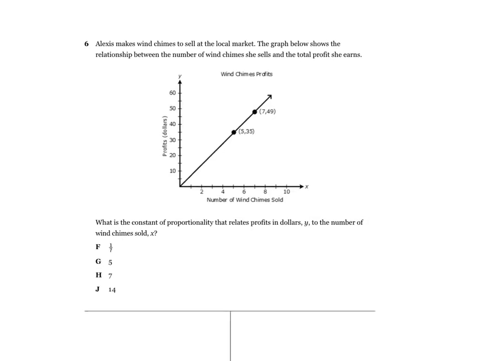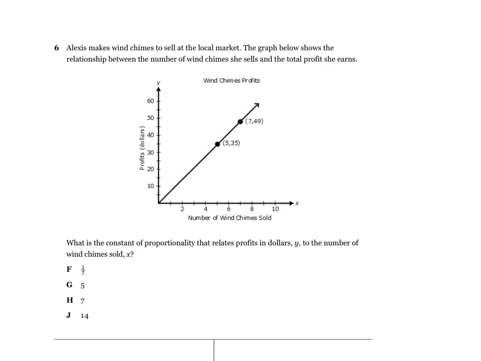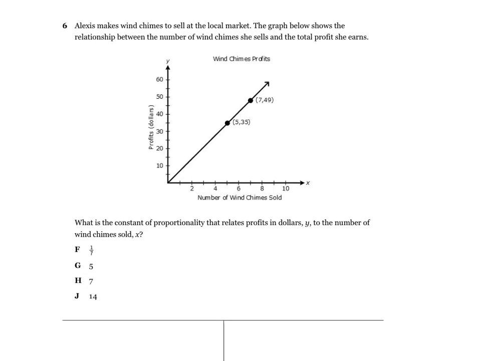Number 6. Okay, Alexis makes wind chimes to sell at a local market. The graph below shows. Okay, this one was a little bit more difficult. I agree with you. But it gives you 2 points. And if you remember the very first day, we talked about y2 minus y1 over x2 minus x1. But even if you didn't get that, can I do point to point?